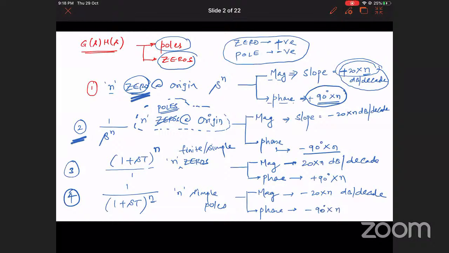n indicates a number. For example, if that n happens to be 2, as I said, it would be minus 180 degrees, and this would be minus 40 decibel per decade. So I hope you are getting that.